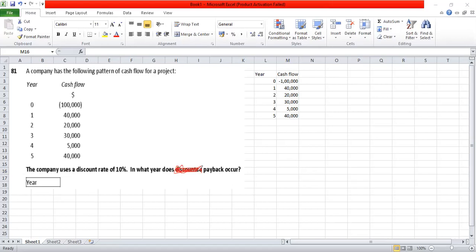So for the first year, there is an amount of 40,000. Second year, it is 20. So 40 plus 20 is 60. 60 plus next, again, 30, becomes 90. 90 plus another 5, 95. Then we see that the next cash flow is 40. So we want to know precisely how much time is required to get back this amount of 100,000, 1 lakh. So for that purpose, the next step is we calculate cumulative cash flow.